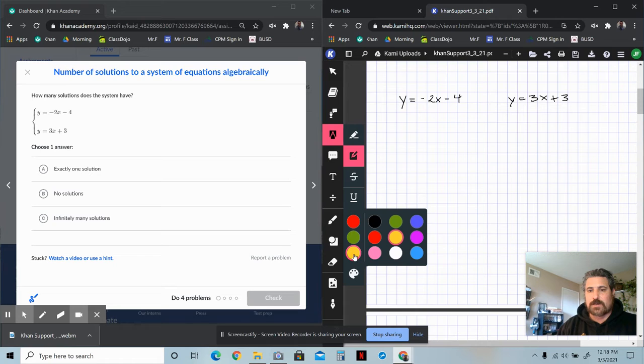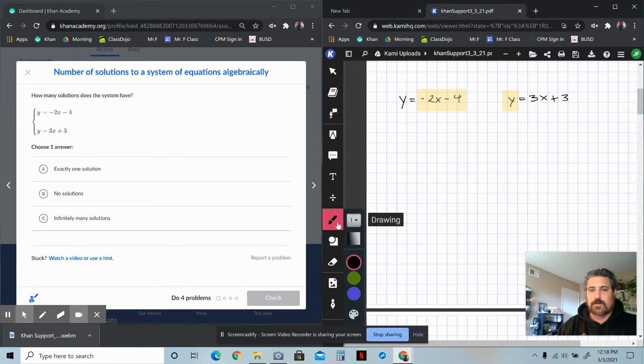In this case, I'm going to grab a highlighter and show you guys that you can take this y value and replace the y in the other equation with it. In other words, substitute it in, right? Replace it right there. So what you end up getting is negative 2x minus 4 is equal to 3x plus 3.